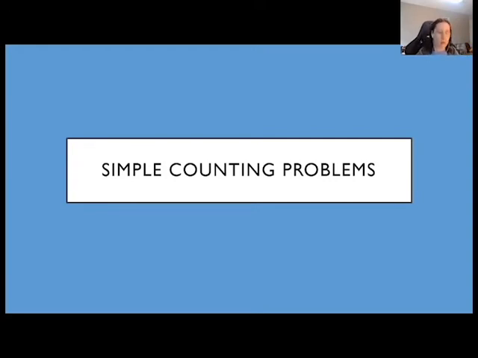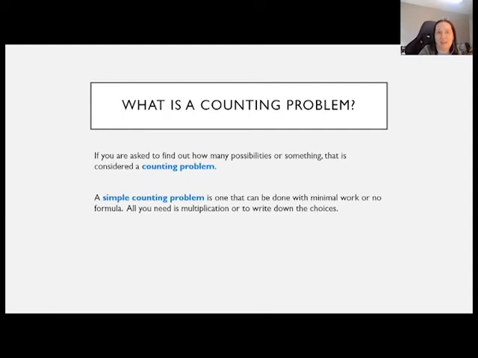All right, so in this lesson I am going through simple counting problems. First off, let's start with what is a counting problem? Basically, if you were asked to find out how many choices or how many possibilities for something to occur, or how many options you have, that's what's considered a counting problem.